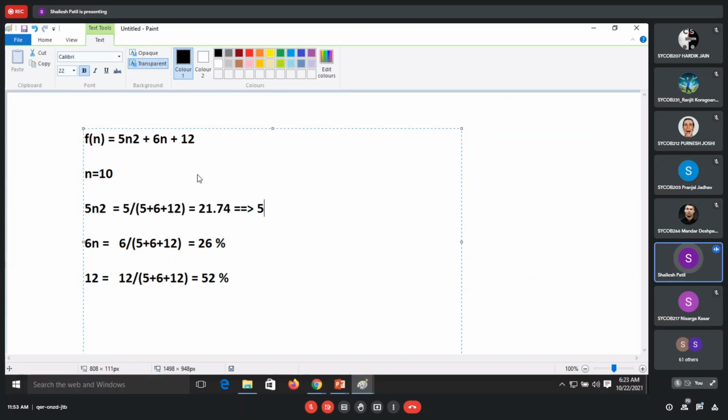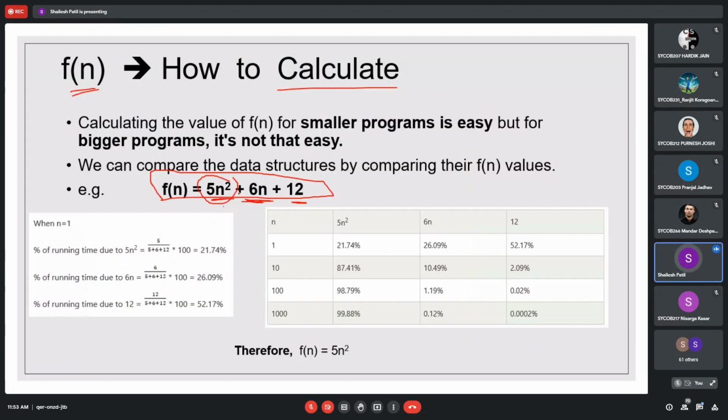It will be 5 into 100 divided by the total. If n is 1, no issue, it works like this: 21% and 52%. But once n increases, for example made as 10, this 5 into n square will now be the bigger term. It will now work out to 87%.